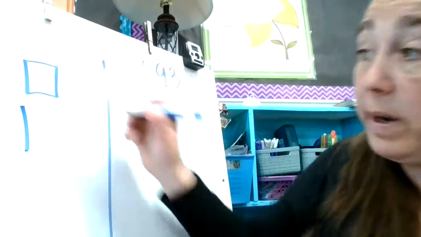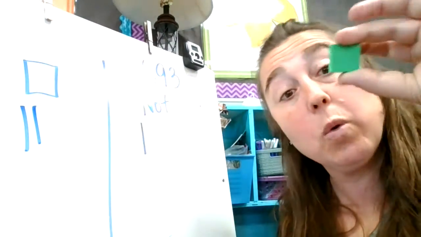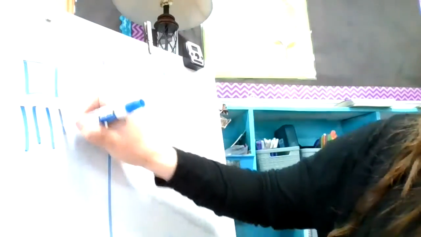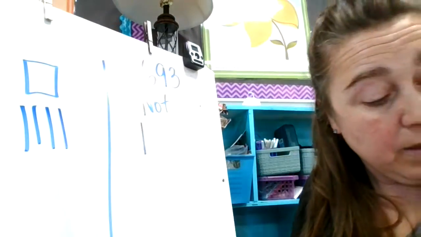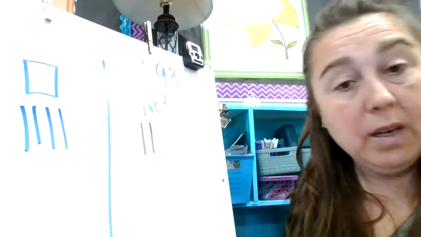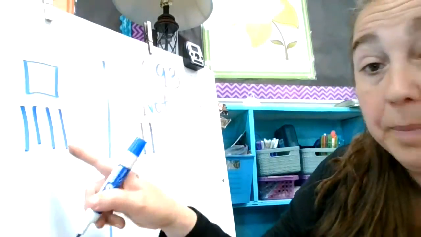Square or not a square? Square. Good job. Square or not a square? Square. Square or not a square? Square. Square or not a square? Not. That's a trapezoid. Square or not a square? Square. Now here's a tricky part.